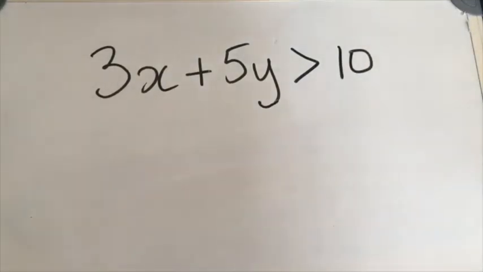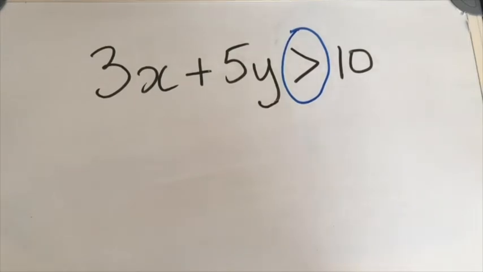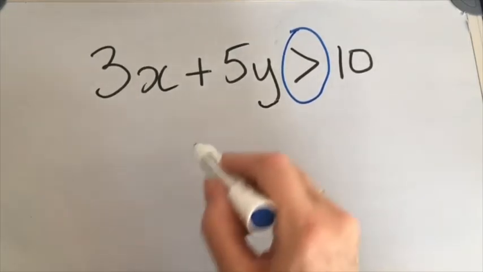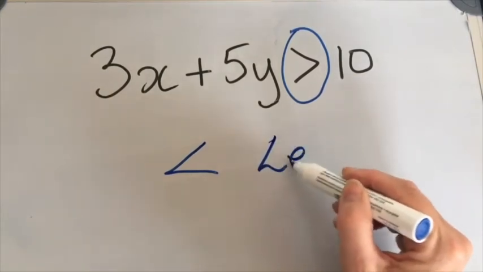And here is the final inequality I can make using that expression 3x plus 5y. It's now an inequality because it's got a greater than symbol in it. It's easy to remember the less than sign. Less than sign is like an L for less.